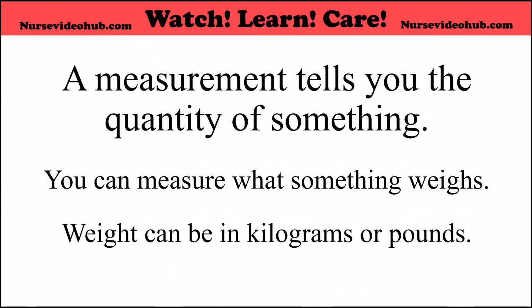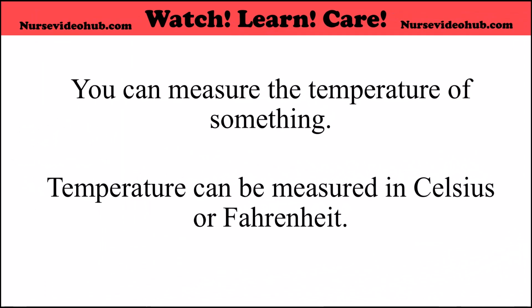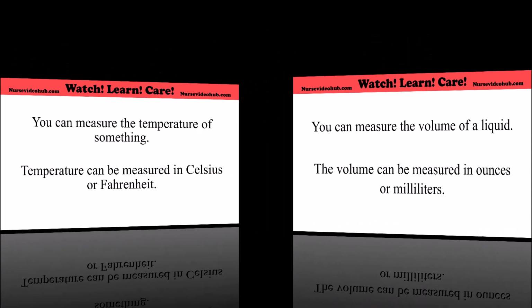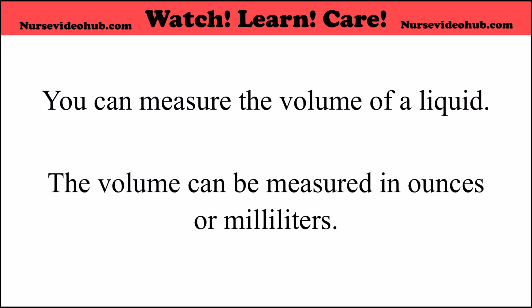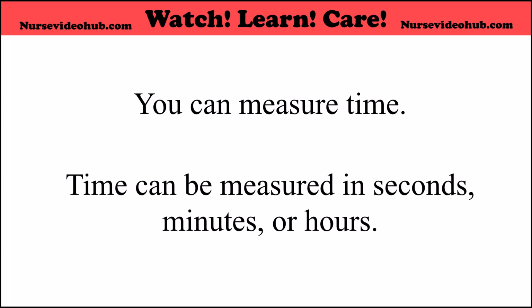Let's start with defining measurements, specifically those used in medication orders. A measurement tells you the quantity of something. You can measure what something weighs. Weight can be in kilograms or pounds. You can measure the temperature of something. Temperature can be measured in Celsius or Fahrenheit. You can measure the volume of a liquid. The volume can be measured in ounces or milliliters. You can measure the mass of a pill or tablet. The mass can be in milligrams, micrograms, or grams. You can measure time. Time can be measured in seconds, minutes, or hours.